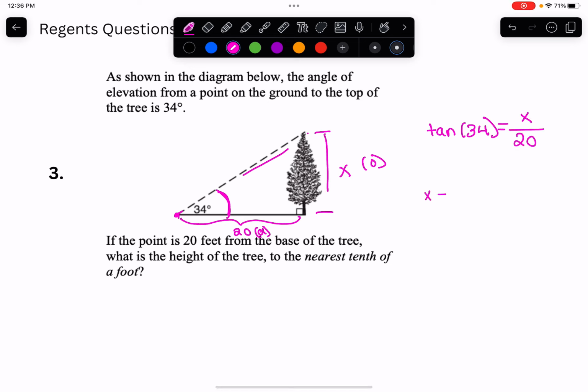And now again, you'll cross multiply. In this case, all you're going to have to do is multiply 20 times tan of 34. And you'll get that x is equal to 13.4901. If we round it to the nearest tenth of a foot, we get 13.5 feet.